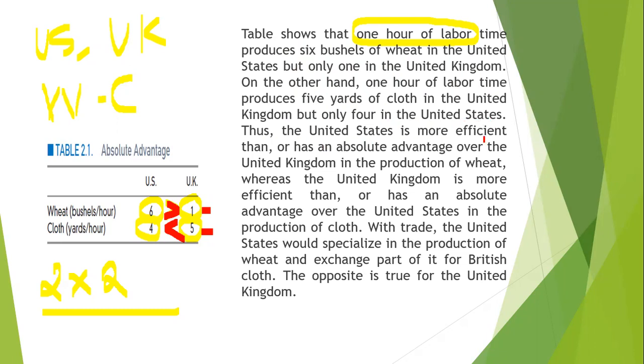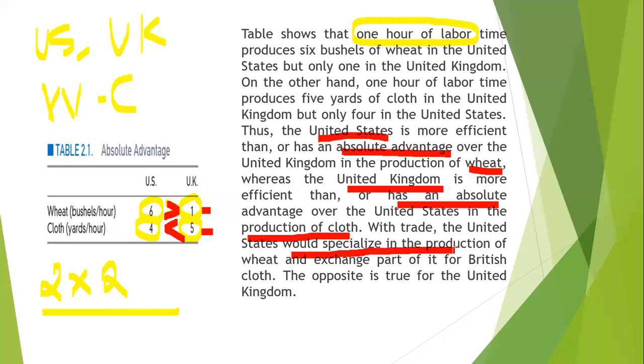Thus, the United States is more efficient than, or has an absolute advantage over, the United Kingdom in the production of wheat. So US has an absolute advantage in the production of wheat, whereas the United Kingdom has an absolute advantage in the production of cloth. With trade, the United States would specialize in the production of wheat and exchange a part of it for British cloth. The opposite is true for the United Kingdom.